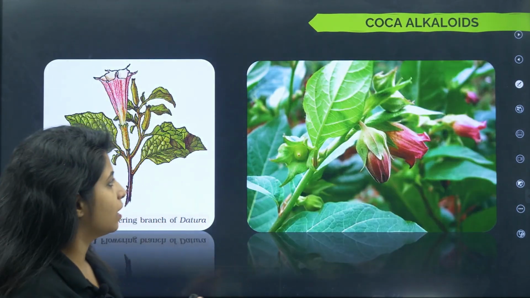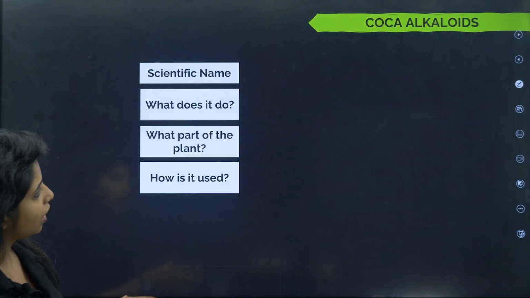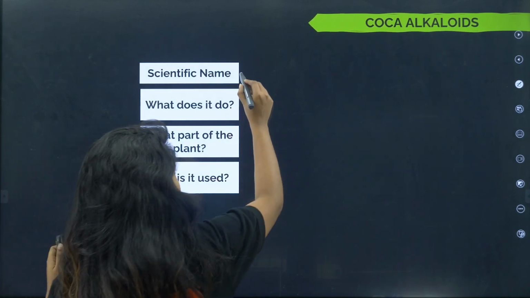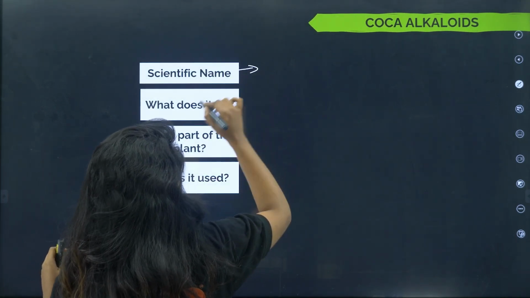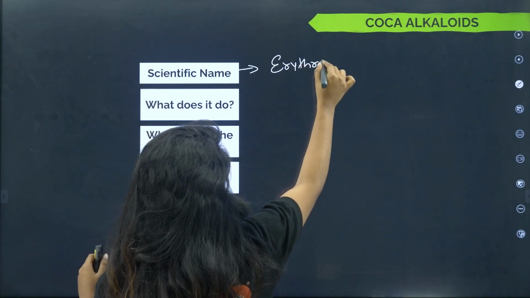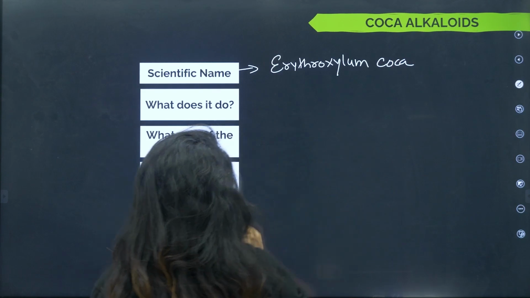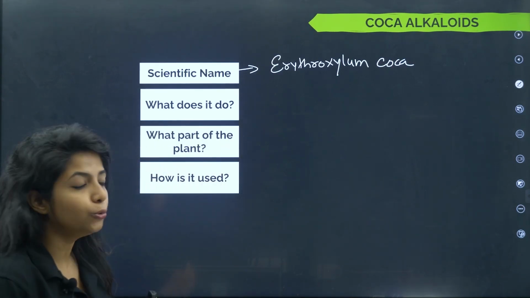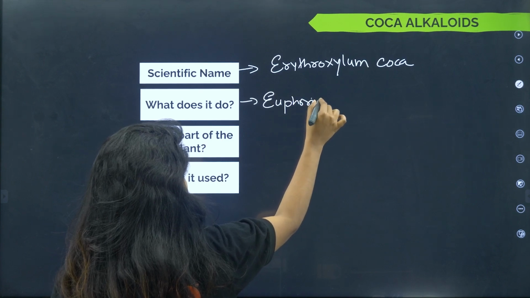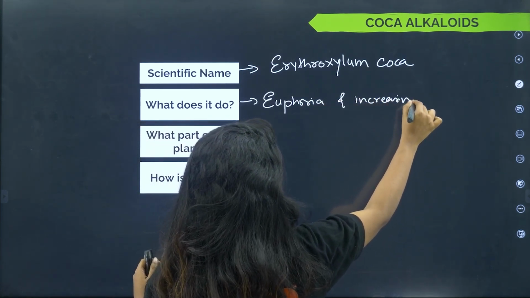Now let's see how it works. So this is Datura, we'll come to that. As of now we have to talk about coca alkaloids. The scientific name of the plant, children, is Erythroxylum coca. What does it do? It causes euphoria and increased energy. So much happiness, so much energy.